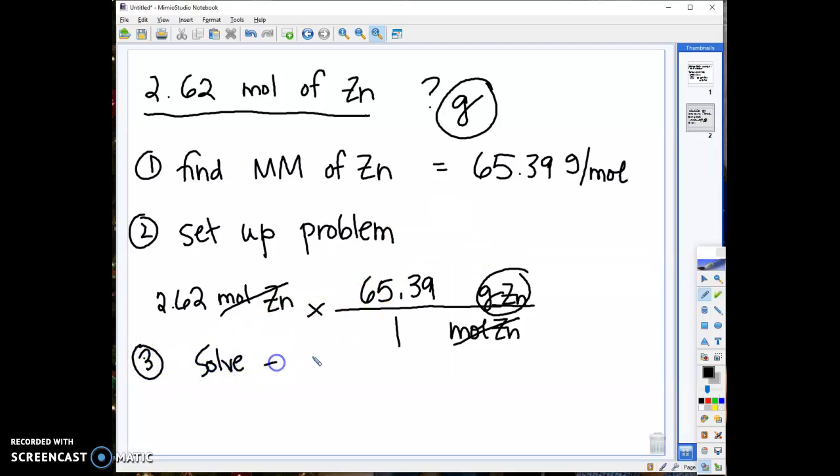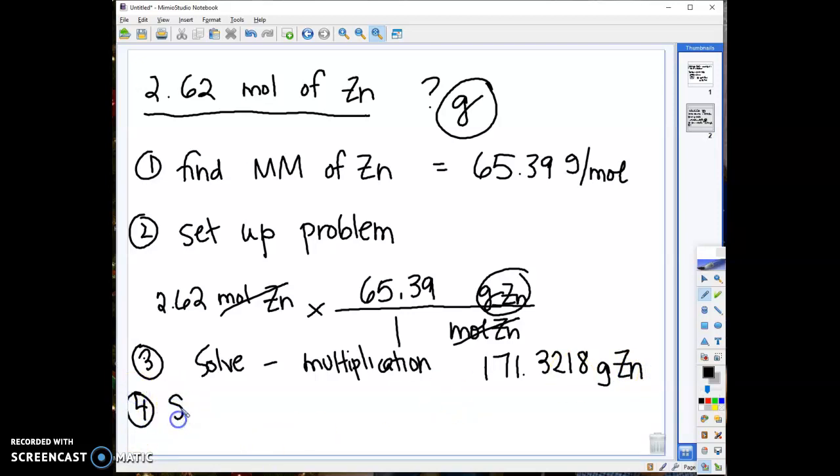And in this case, I'm going to solve by multiplying, because both of my numbers are on the top in my conversion. So I say 2.62 times 65.39, and my answer is 171.3218 grams of zinc.